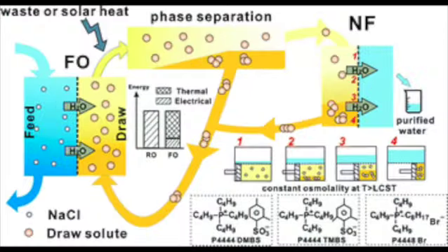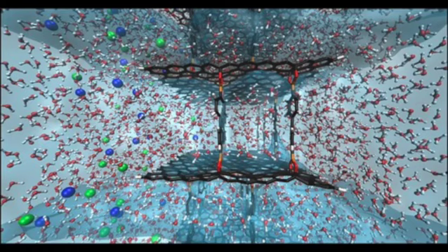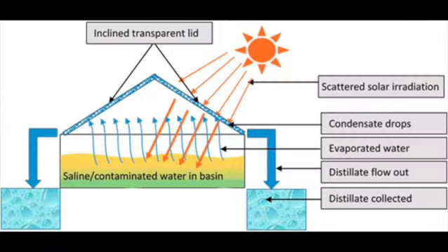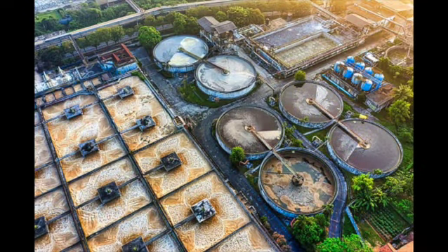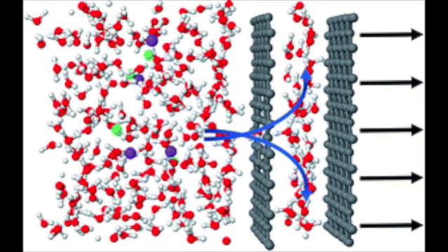Forward osmosis. Forward osmosis is an alternative desalination technique that utilizes an osmotic gradient to draw water through a semi-permeable membrane. Forward osmosis has gained attention due to its lower energy requirements compared to reverse osmosis. Ongoing research focuses on developing better draw solutes, improving membrane performance, and exploring hybrid forward plus reverse osmosis systems for enhanced desalination efficiency. Membrane distillation.